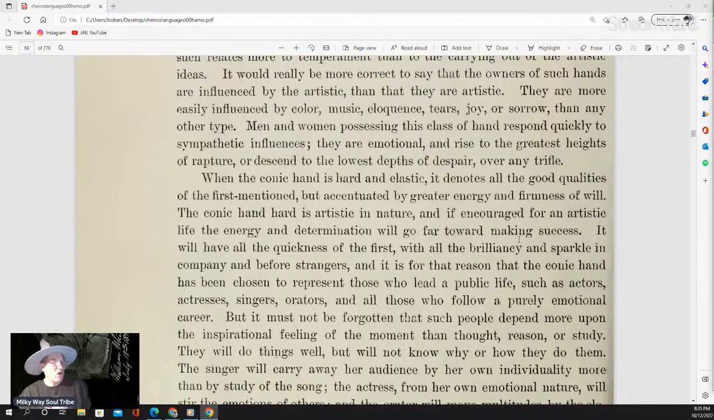It will have all the quickness of the first, and all the brilliancy and sparkle in company and before strangers. And it is for this reason that the conic hand has been chosen to represent those who lead a public life, such as actors, actresses, singers, orators, and all those who follow a purely emotional career.